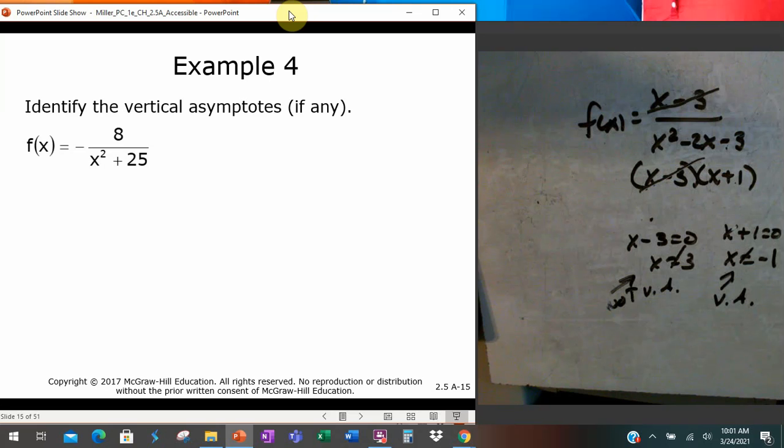Do I have any vertical asymptotes here? X squared, if I looked at that, that's the graph of x squared up by 25. This bottom is never equal to 0. X squared plus 25 has complex roots. So we don't have to worry about that having vertical asymptotes. It won't blow up.